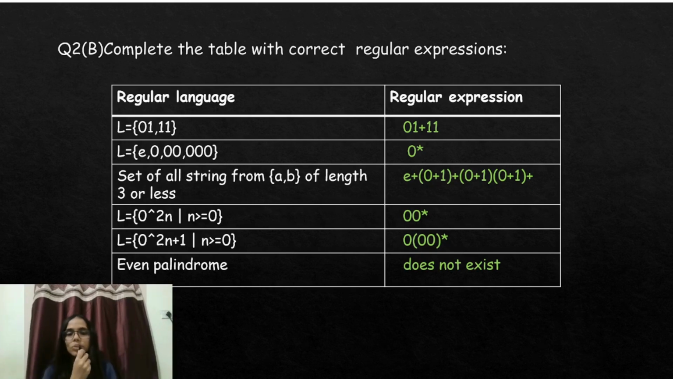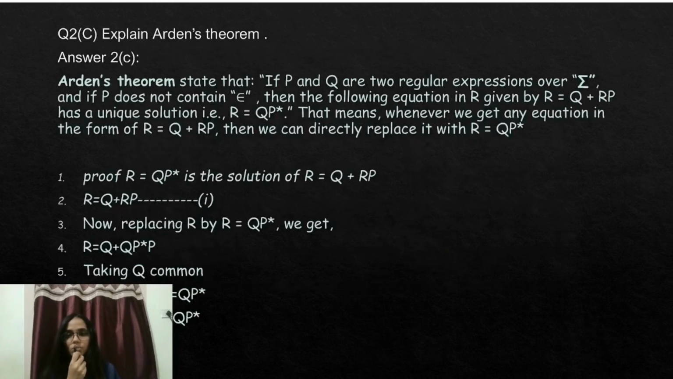Okay, so now let us proceed to the next part of question number B. Question number 2. Explain Arden's theorem. Arden's theorem states that if P and Q are two regular expressions over sigma and if P does not contain epsilon, then the equation in R given by R is equal to Q plus RP has a unique solution. That is R is equal to QP star.